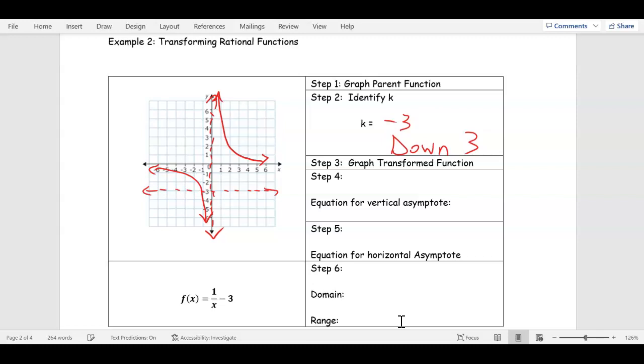So let's do that. Okay, so I kind of did that real quick. Does everyone see where I'm pointing? The original, down 3. So let's write our new asymptote. Okay, it is x equals 0 on the y-axis, and then for my horizontal, y equals -3.